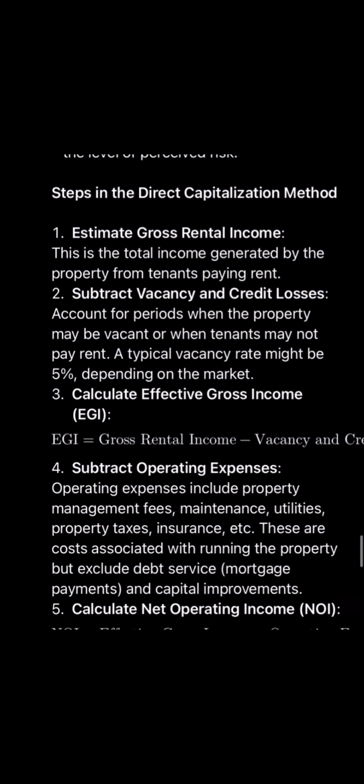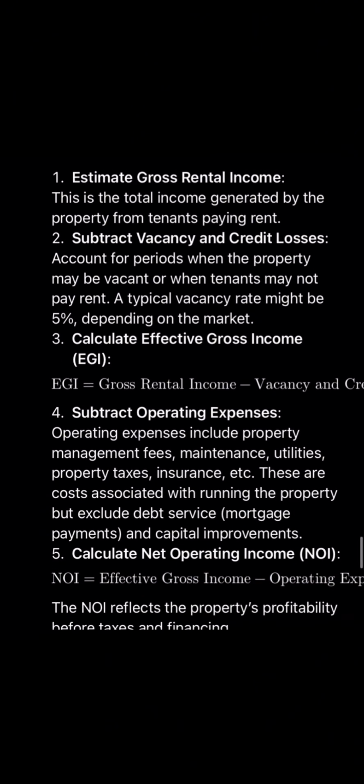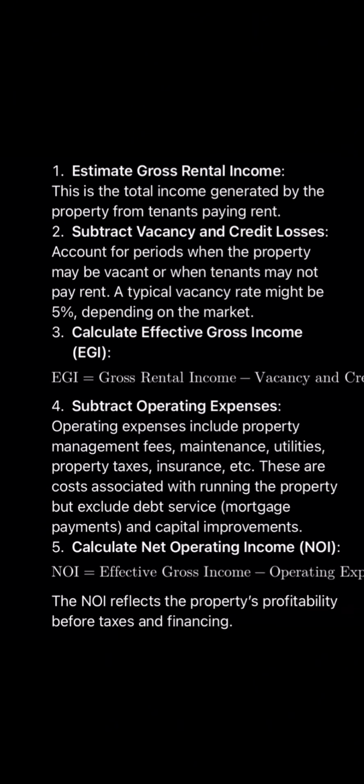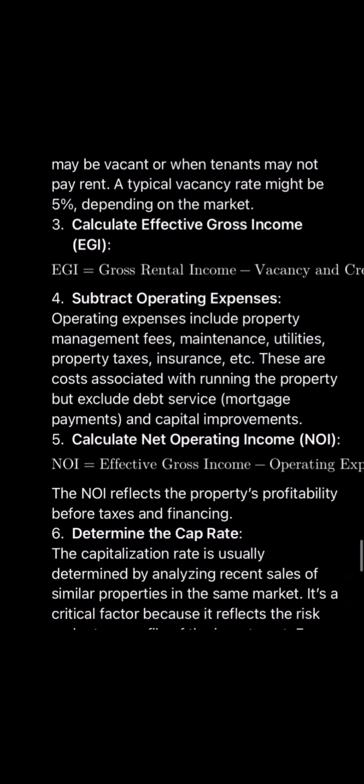Steps in the direct capitalization method. 1. Estimate gross rental income. This is the total income generated by the property from tenants paying rent. 2. Subtract vacancy and credit losses. Account for periods when the property may be vacant or when tenants may not pay rent. A typical vacancy rate might be 5% depending on the market. 3. Calculate effective gross income, EGI: EGI = gross rental income - vacancy and credit losses.